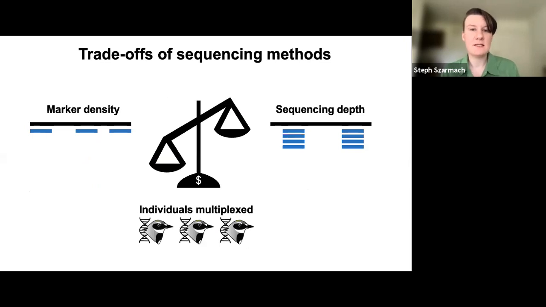When choosing the sequencing approach for a project, trade-offs come into play between 3 main factors: the marker density, or how much of the genome is being sequenced; the depth, or how many sequencing reads cover each region of the genome; and the number of individuals that you can include on one sequencing lane. Given a fixed budget, increasing any one of these factors will require a reduction in the others. It's important to choose a method that will provide enough data to answer your research question while staying as cost-effective as possible.